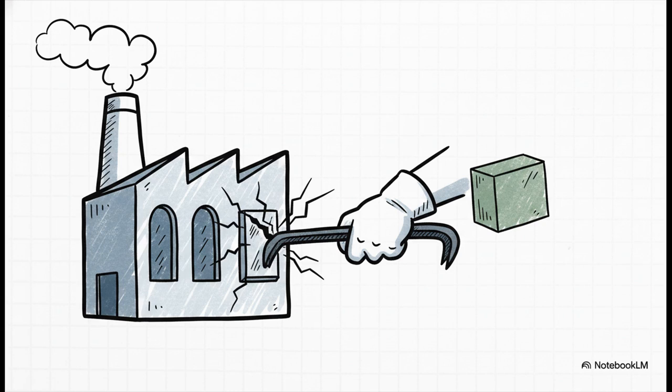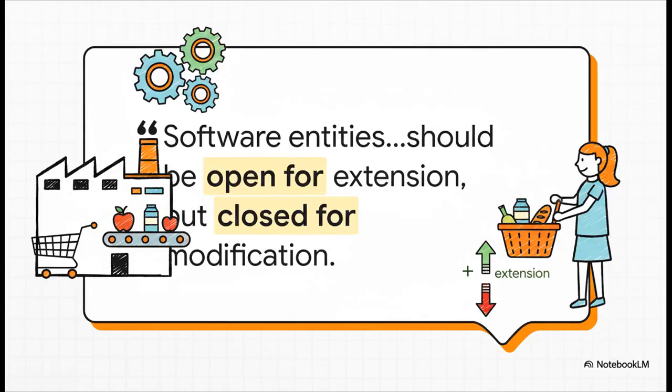And that's the issue. To support a new reverse iterator, for example, we have to go back and crack open the iterator factory class itself and physically add a new else-if statement to its logic. We are literally modifying existing working code. This directly violates a key SOLID principle, the open/closed principle.